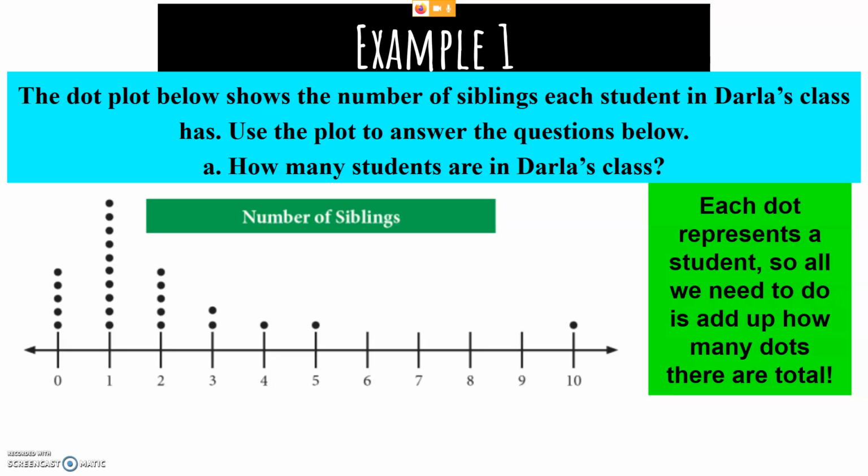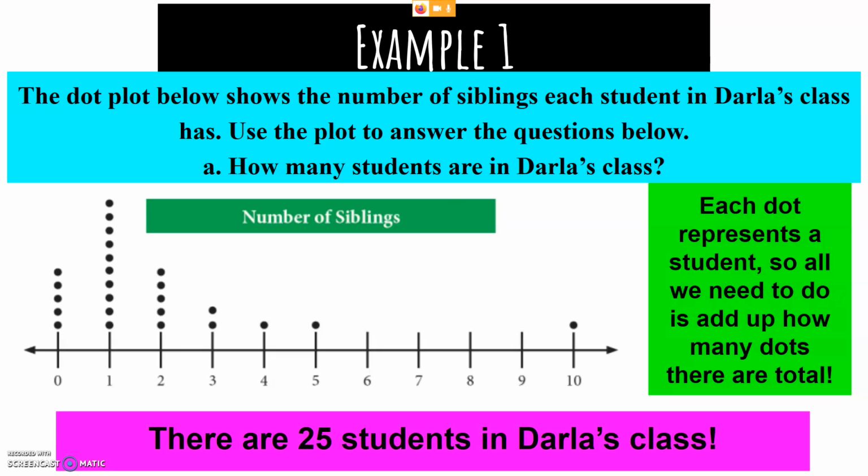There's 5 over the 0, there's 10 over the 1, there's 5 over the 2, 2 over the 3, 1 over 4, 1 over 5, and 1 over 10. One student has a large family. Add those up, we have 25 students in Darla's class.